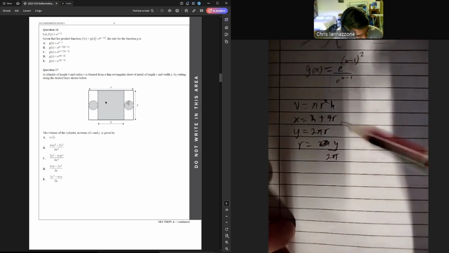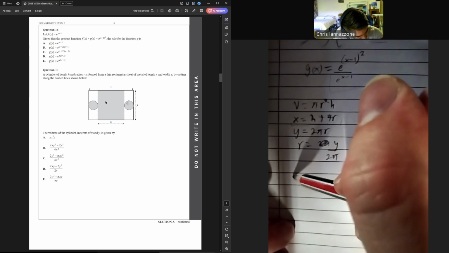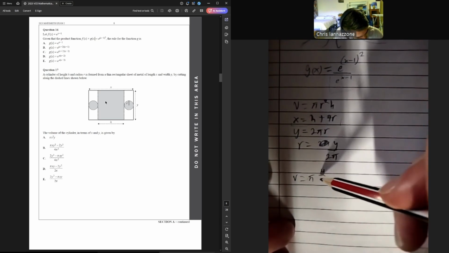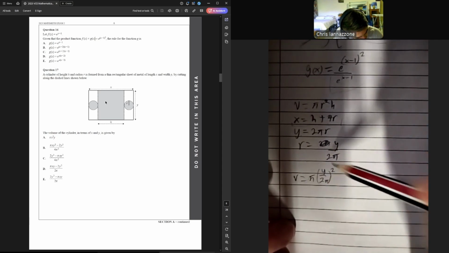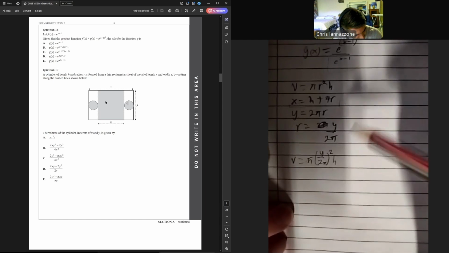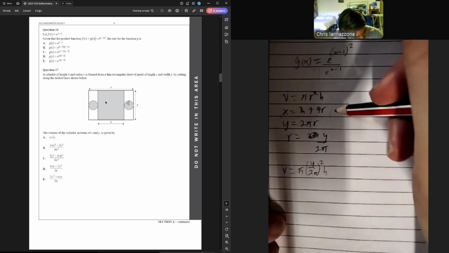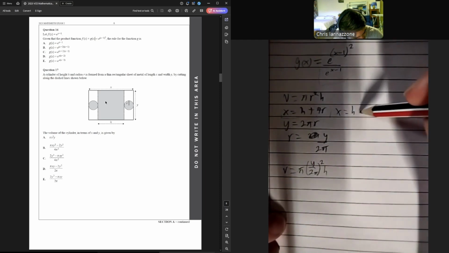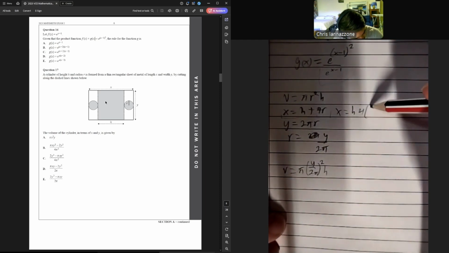So let's do that. Right now we have v equals pi. Instead of r squared, we have y on 2 pi squared. And then h. And instead of the x here, we would now have x equals h is what it is, and then 4 times r, well, that's just 4 times y on 2 pi.